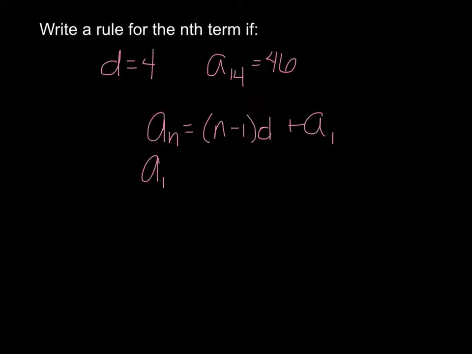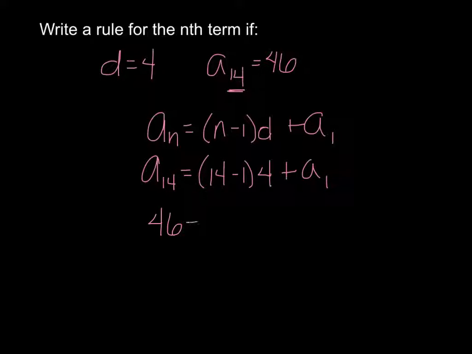So we've got a sub 14 equals, now we know that n is 14 because of that 14 there, so 14 minus 1 times d, which is 4, plus a sub 1. Our goal here, by the way, is to figure out what is d and what is a. So this 14 is temporary, but I have too many variables as it is. I have a sub 14 and I have a sub 1. Lucky for us though, a sub 14 is 46, so I'm going to plug that in for a sub 14. So I go back and I've got 46 equals 14 minus 1 is 13 times 4 plus a sub 1.